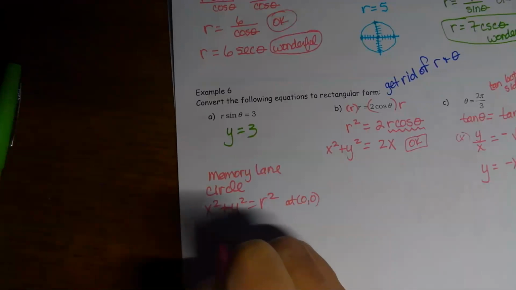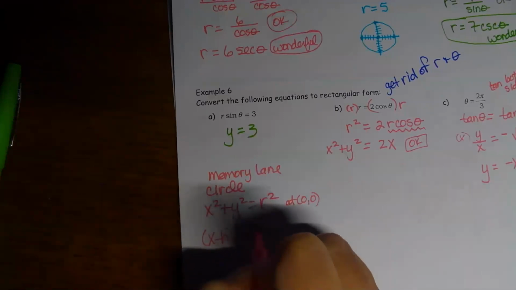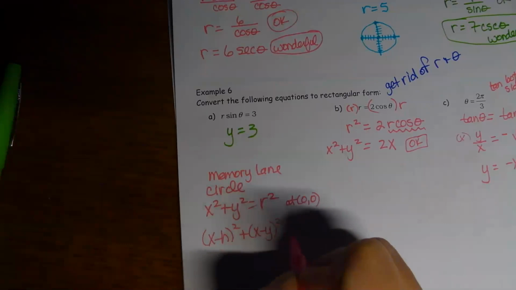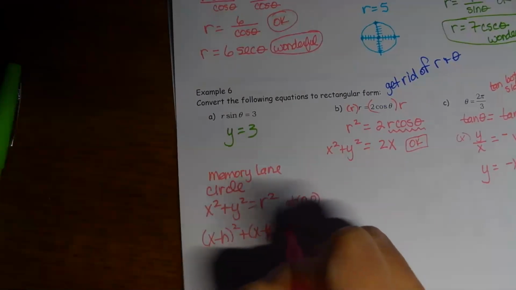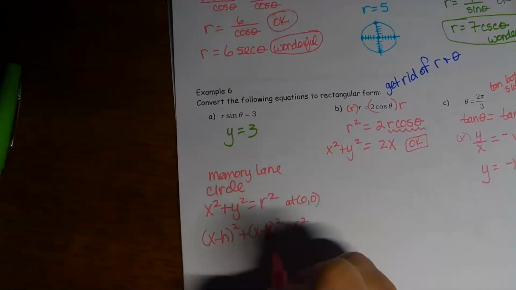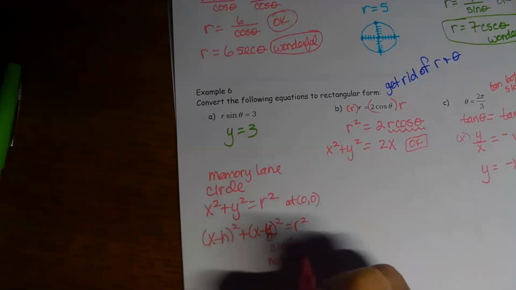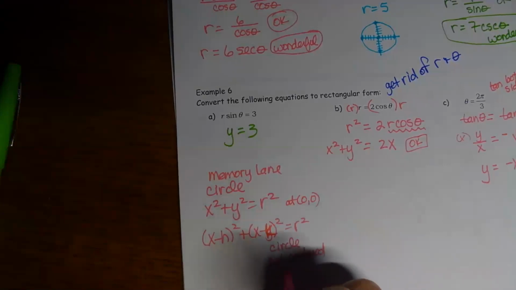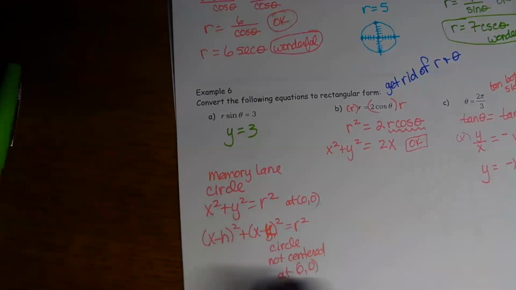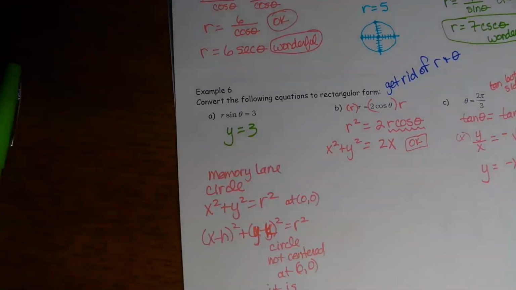Now I can move it. What did I do? That's a k. This is a circle not centered at 0, 0. It is at h, k. Do you remember that? So this is a circle. What did I do? That should say y minus k.